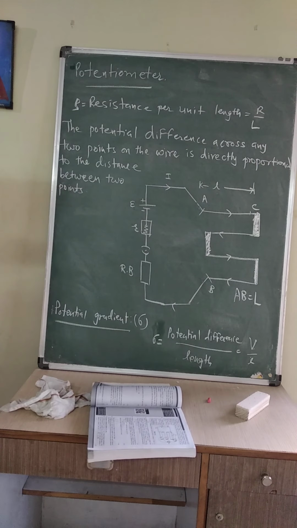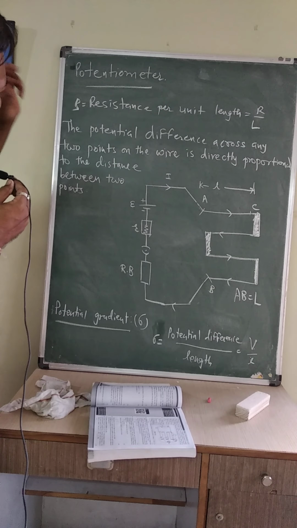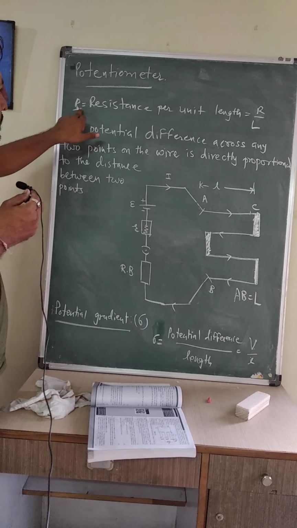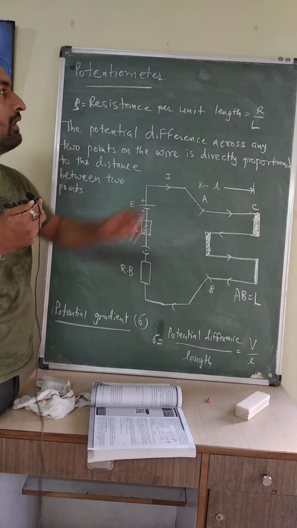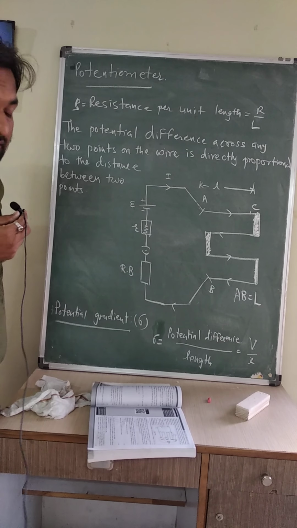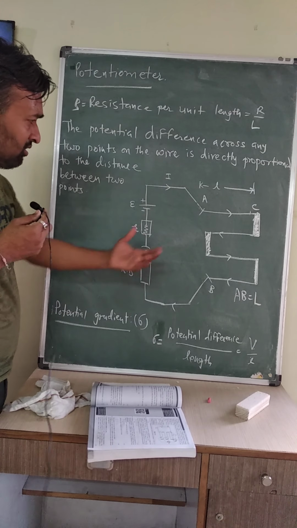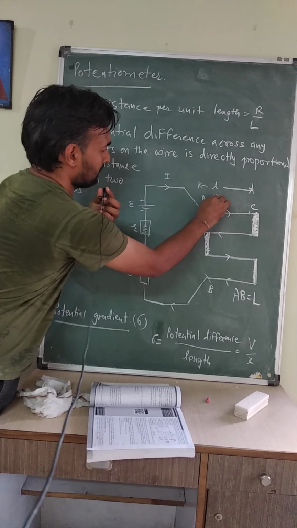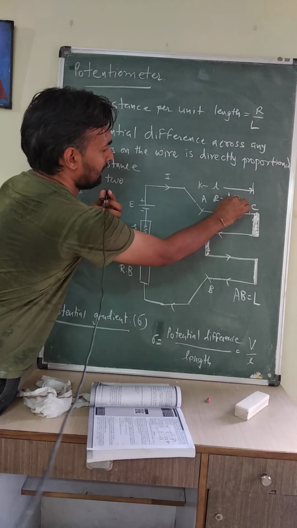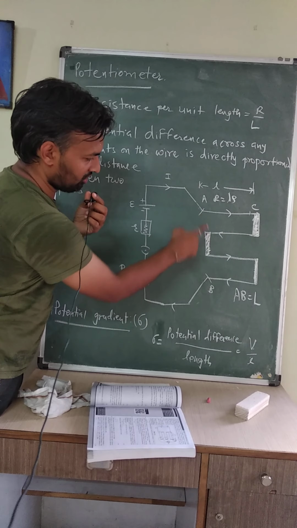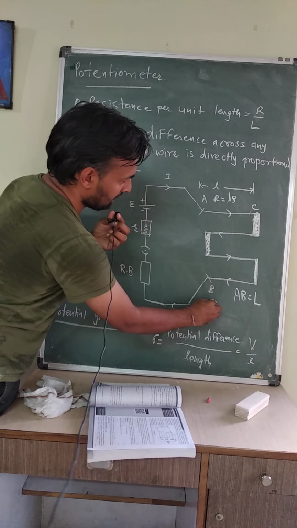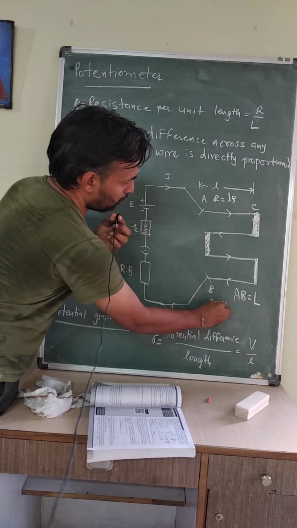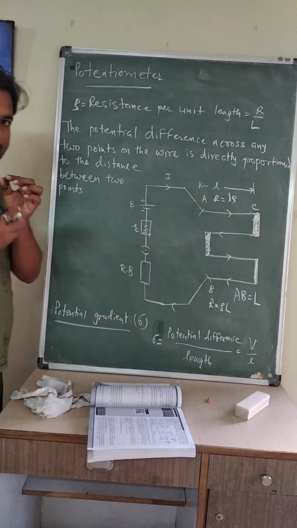Here in this case we will see one more terminology, that is rho. Rho is the resistance per unit length, that is R upon L. So the resistance through this portion AC is equal to l into rho, and the resistance between point A and B is R equal to rho into capital L.